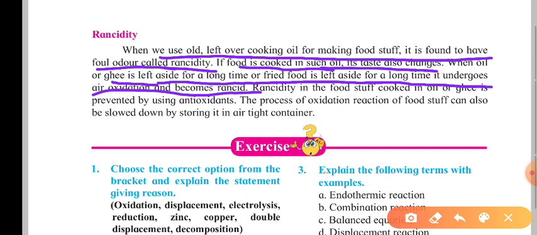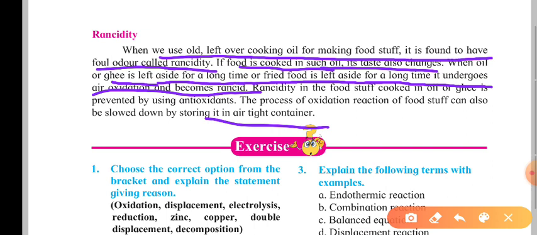Rancidity in foodstuff cooked in oil or ghee is prevented by using antioxidants. The oxidation reaction of a foodstuff can also be slowed down by storing it in an airtight container. Simply, like in a market, the fried food products we get, especially chips or wafers, you might have observed it. When we open the pack and keep it for 1 hour or 2 hours or a day, the taste of it changes.